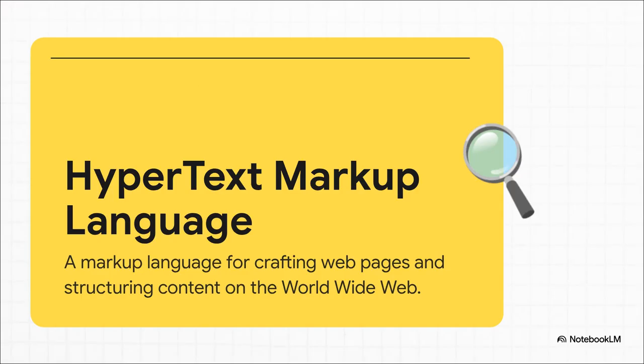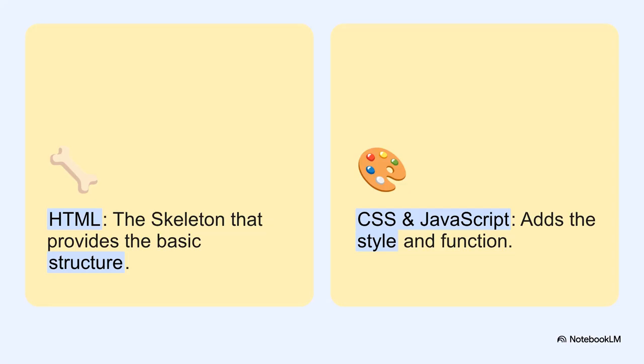Now, its full name, Hypertext Markup Language, actually tells you a whole lot. Hypertext is all about the links, the things that connect web pages to each other. But the really key part for us right now is markup language. What that means is HTML isn't a programming language that does stuff. Instead, it's a language that describes the content. It structures it.